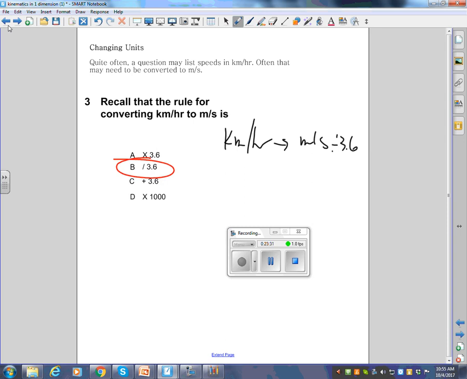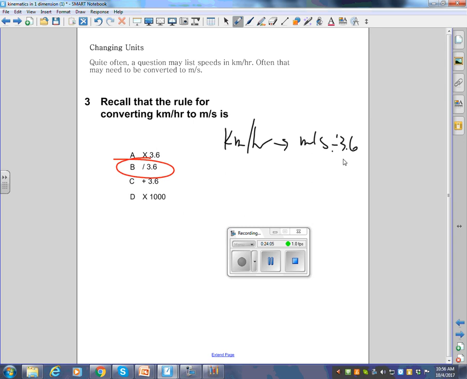Now, why is it 3.6? How many seconds in an hour, do you know? How many seconds in a minute, actually? Seconds in a minute. 60. How many minutes in an hour? 60. 60 times 60? 3,600. How many meters in a kilometer? 1,000. So you go 3,600 divided by 1,000, and you get 3.6.